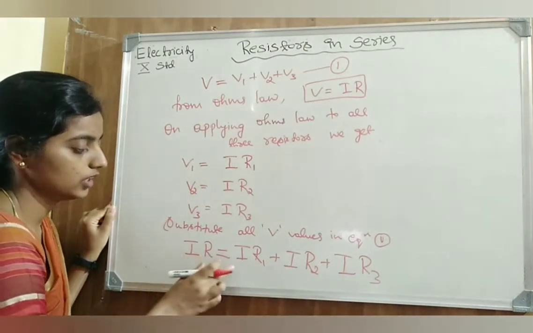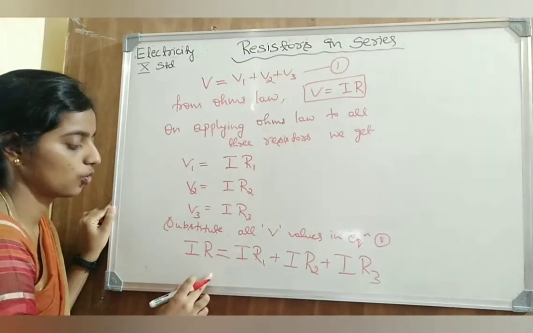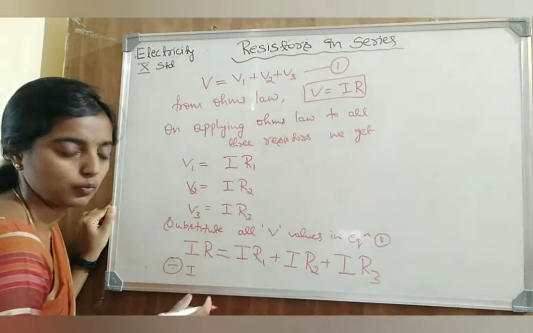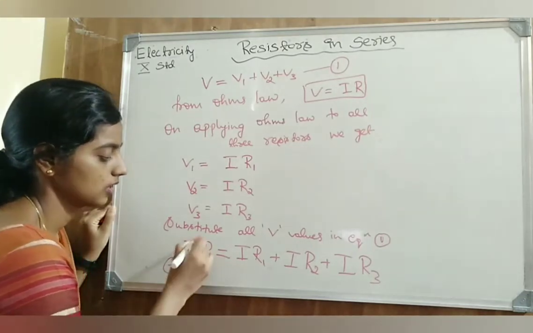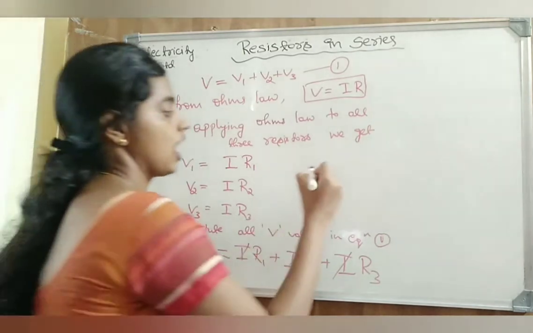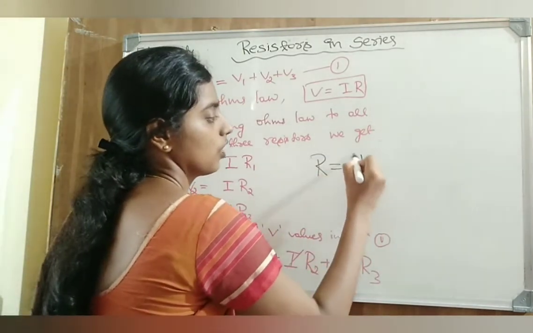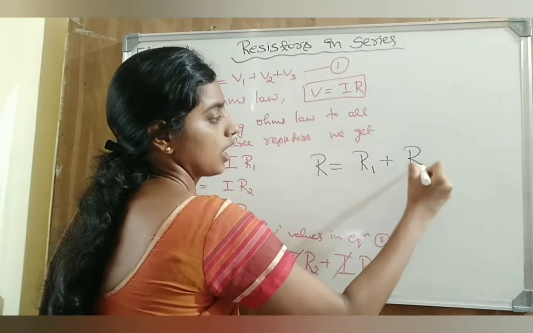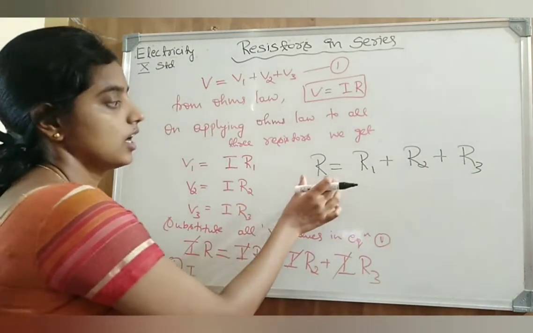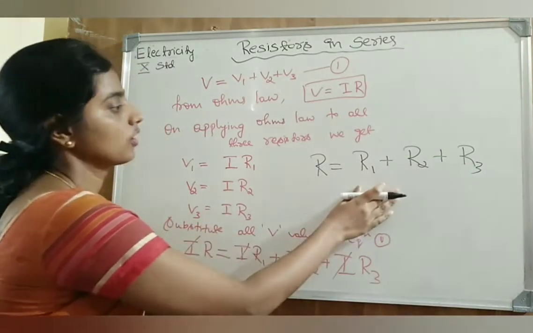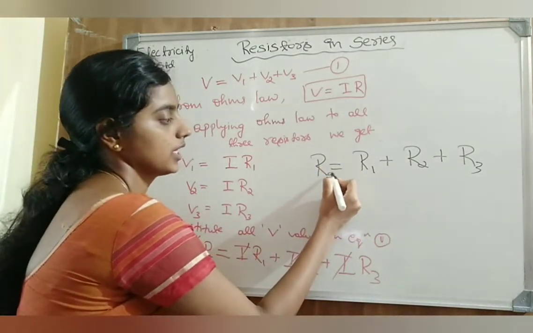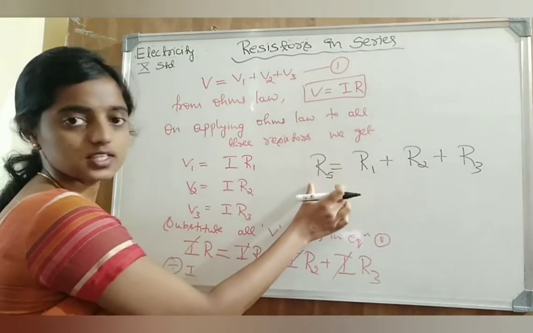We have I common on both the sides. Now divide I throughout the equation. What happens? I will get cancelled, and the remaining thing is what? R is equal to R1 plus R2 plus R3. This is an equation for resistors in series. Let it be RS, which indicates resistors in series.